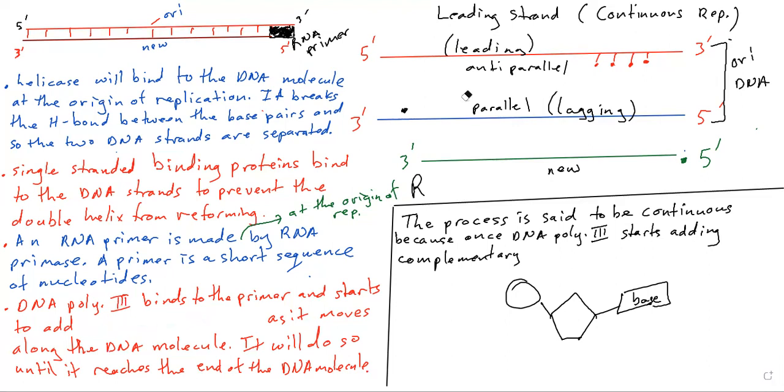All right, we can say start to add nucleotides that have the complementary base. The COM there is short for complementary. So the DNA polymerase is going to be adding the nucleotides that have the complementary base on them.